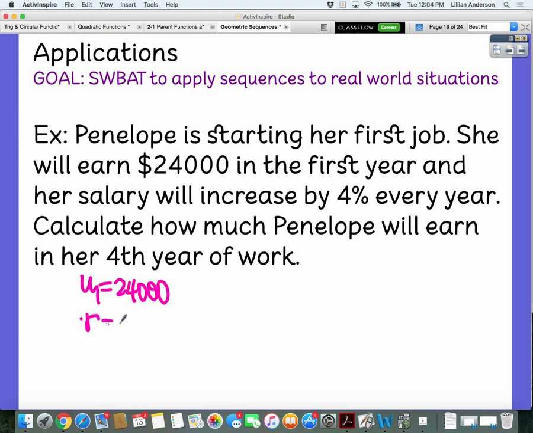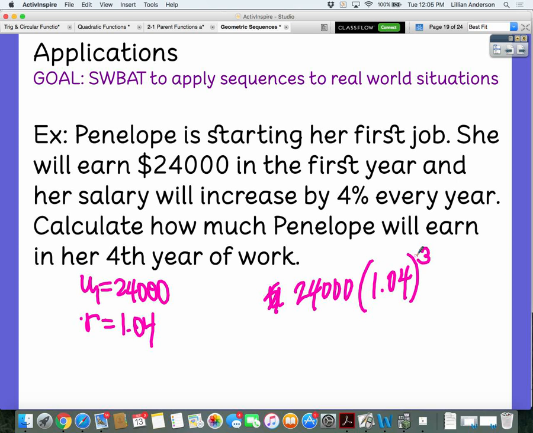So, with our rate being 1.04, we can plug it into our formula, okay? Of u sub 1 times your rate. And now, in her fourth year of work, that's what we're looking for. Are we going to plug in 4, or are we going to plug in 3, or what? What's going to be in our exponent? It's going to be 3.